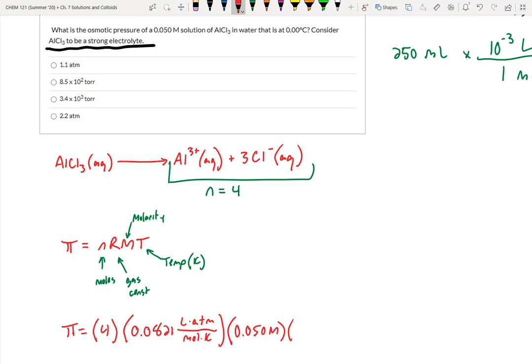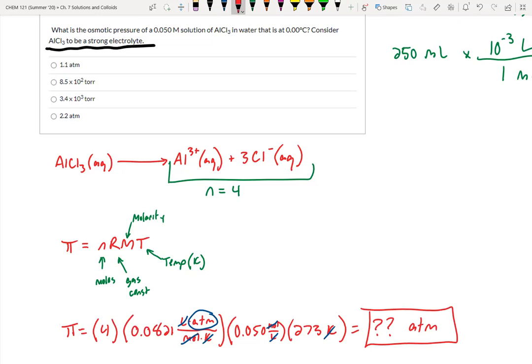And the temperature that's given to us is 0 degrees Celsius. Should I just plug in 0 here? No, we got to change it to Kelvin. So it'd be 273 Kelvin. And that will give us our pressure. But let's check one thing. We know that molarity is the same thing as moles over liters, right? So if I cancel my units, I'm going to cancel liters here, cancel moles here, and cancel Kelvin here. And my answer is going to be in ATM. So it's going to be some number in ATM.